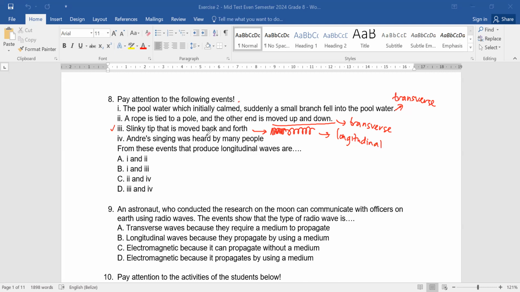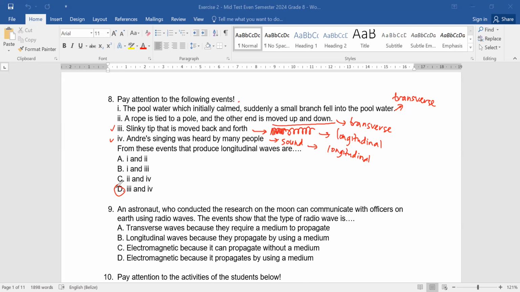And then, Andre's singing was heard by many people. Whether it's talking or singing, it will produce a sound. And sound is also a longitudinal wave. So the longitudinal waves are 3 and 4.